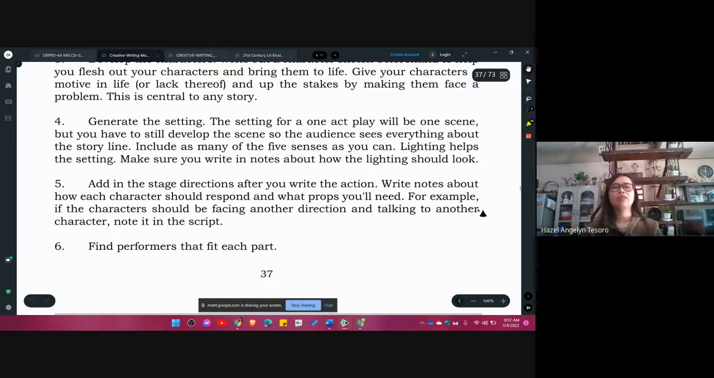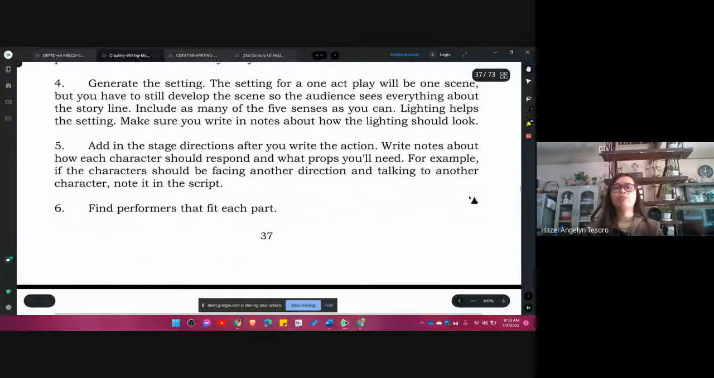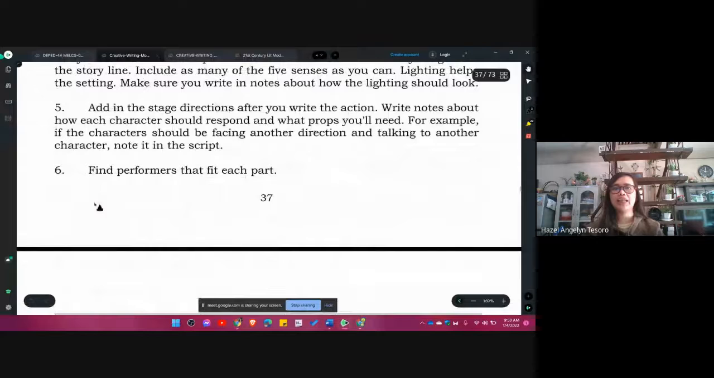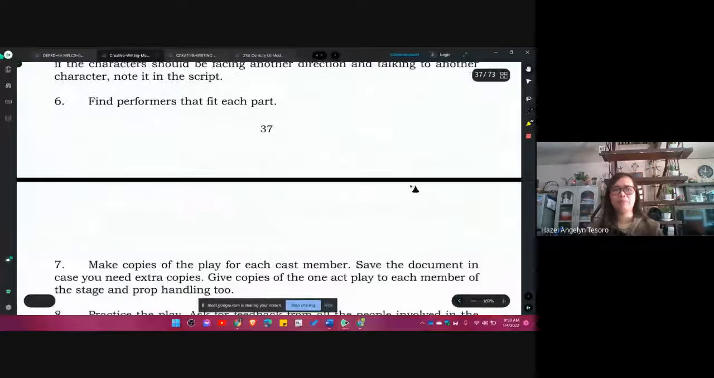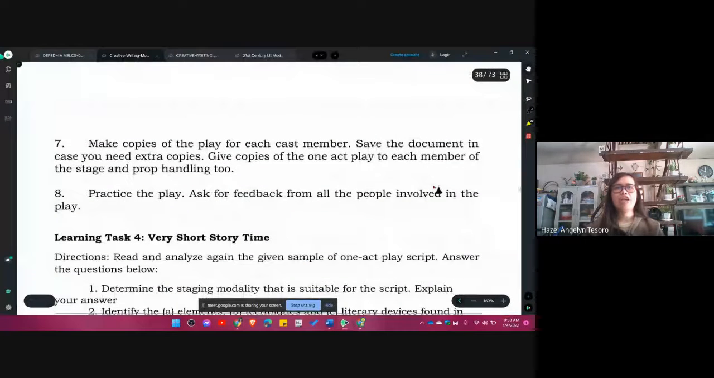Write notes about how each character should respond and what props you'll need. For example, if the character should be facing another direction and talking to another character, note it in the script. And find performers that fit each part. So, hindi na natin gagawin to because you're just going to write naman. And then, make copies of the play for each cast member. Okay, hindi na rin yan.